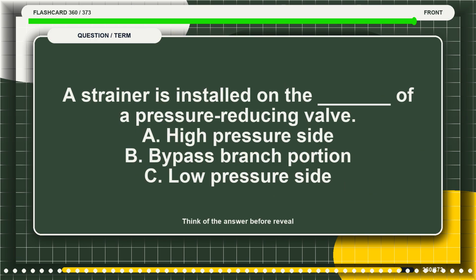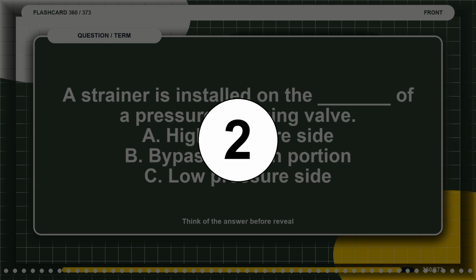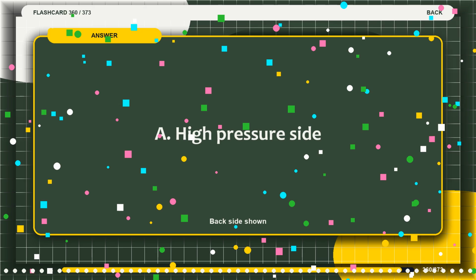Flashcard 360. A strainer is installed on the blank of a pressure-reducing valve. A. High pressure side. B. Bypass branch portion. C. Low pressure side. Think of the answer before the reveal. The answer is A. High pressure side.